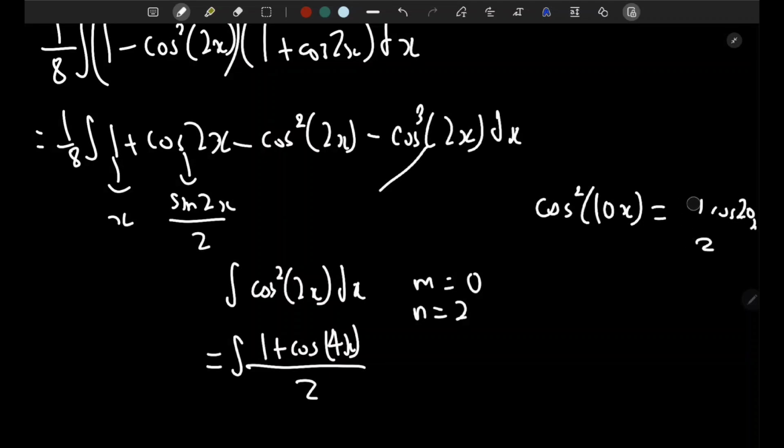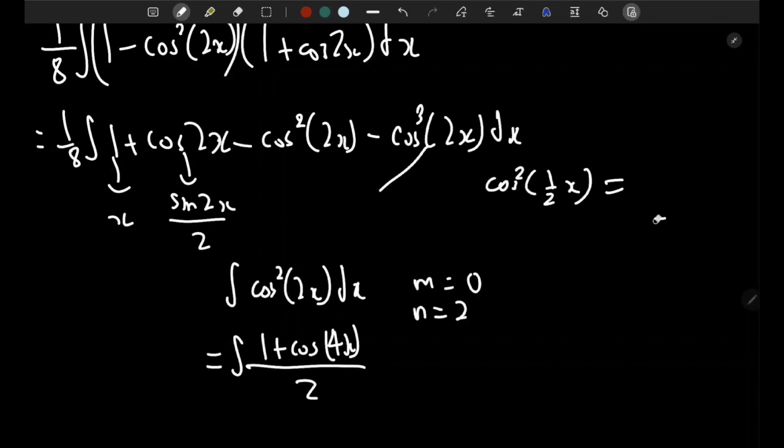Let's say we have actually a cosine squared half x. What would be the angle of cosine in the half angle? It's going to be this multiplied by 2, and that will give us x here. So that's one important thing to keep in mind. Now we can move on.